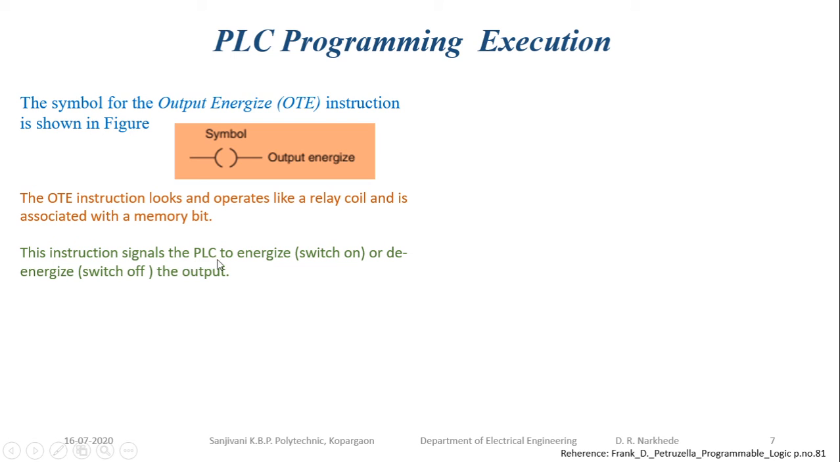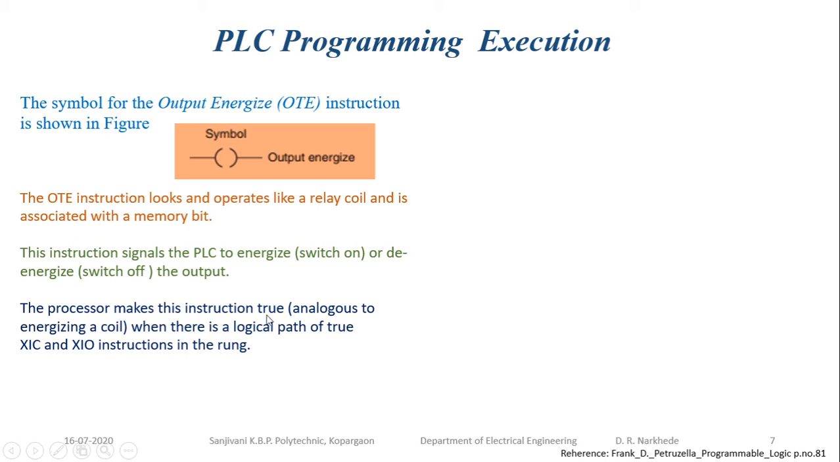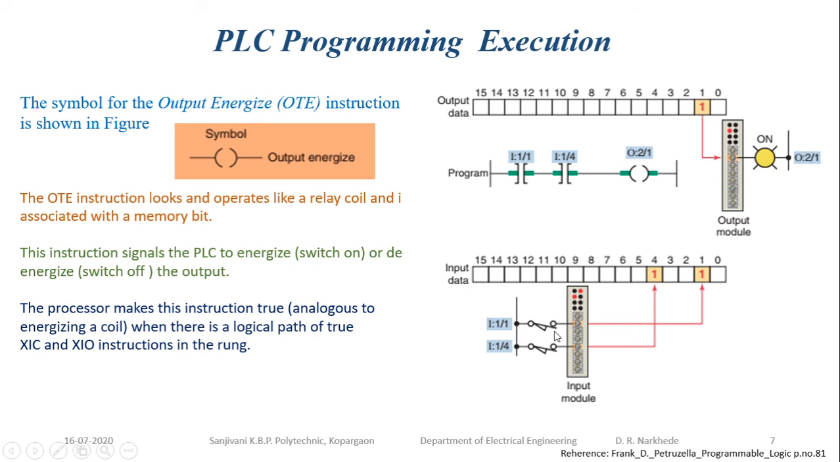This instruction signals the PLC to energize or de-energize the output. It tells the output device whether it is going to be on or off. The processor makes this instruction true, analogous to energizing a coil, when there is a logical true path of XIC or XIO instructions in the rung. So the instruction will get on or energized, similar to the coil, when there is a logical true path from an XIC instruction or an XIO instruction.